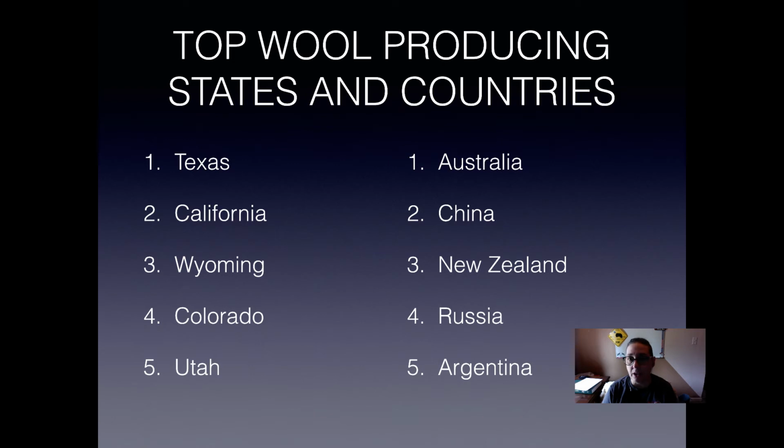So if we look at the top wool producing states in the United States, it's going to follow where the sheep are at. Texas, California, Wyoming, Colorado, and Utah. But globally, we know Australia is sheep production, and we know about New Zealand. But did you realize that China is the #2 wool producing country? And what about Russia and Argentina to round out the top 5?